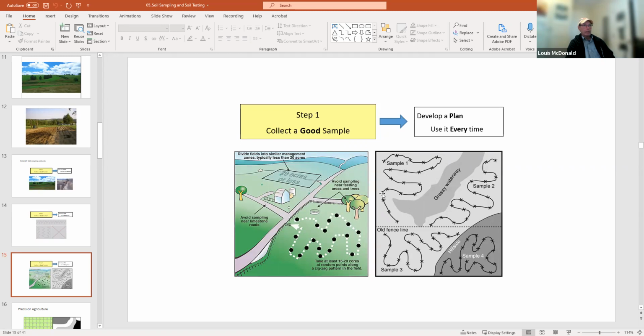So this is a management zone, this is a management zone, and this is something you're going to exclude. This is the management zone because it's on the other side of the fence. This is another management zone because it's on the hillside, right? But the idea is, this is your standard operating procedure. This is what you're going to do every single year.